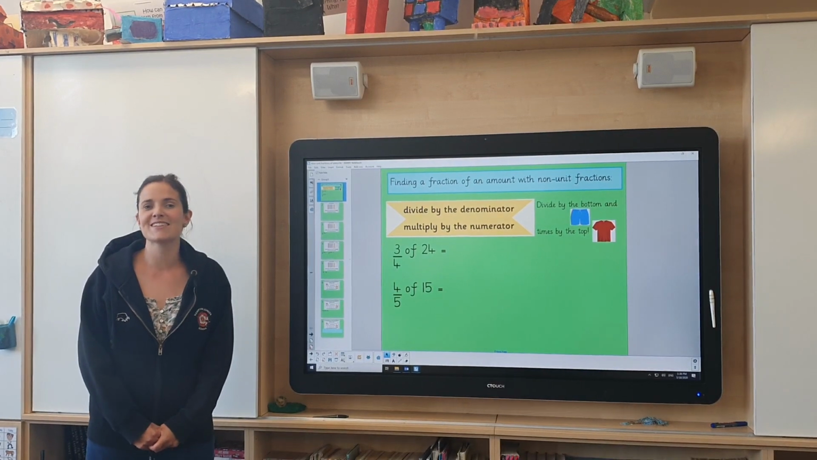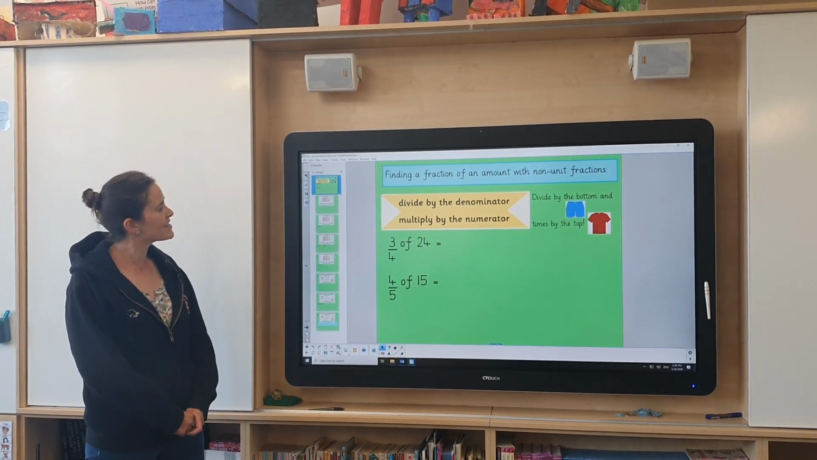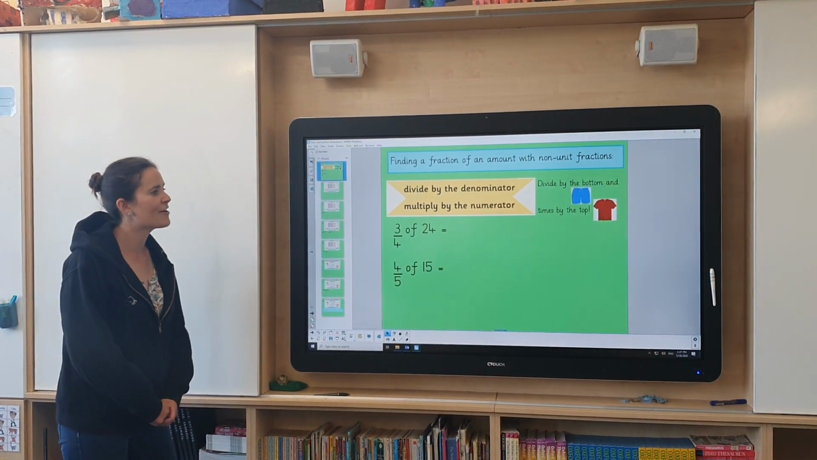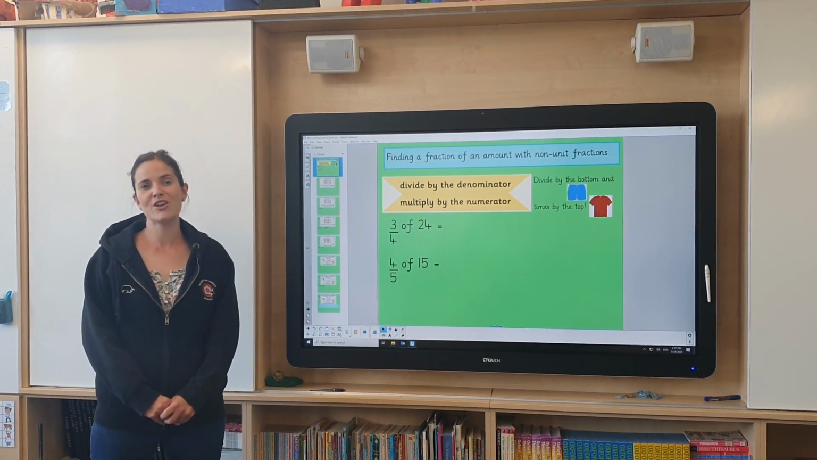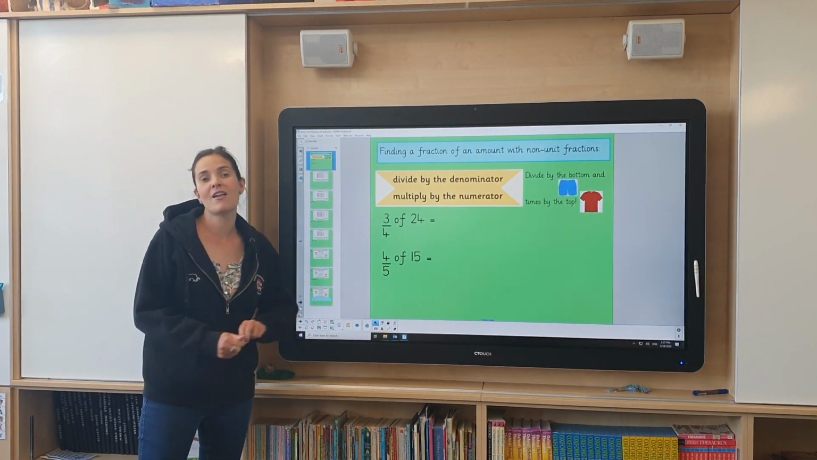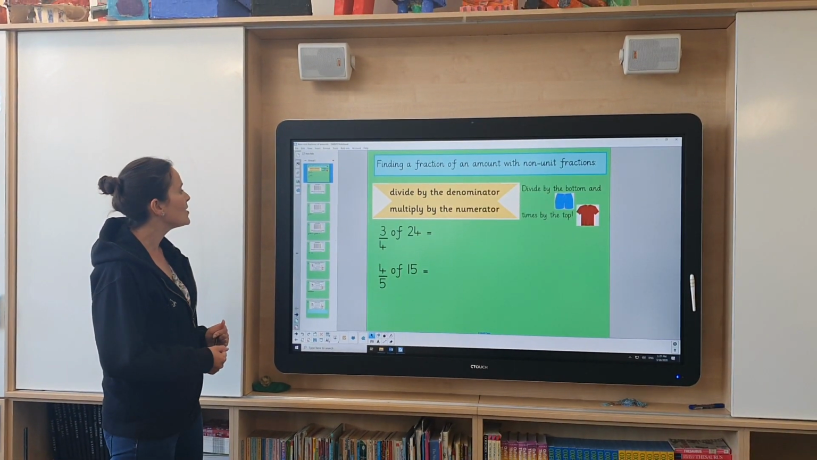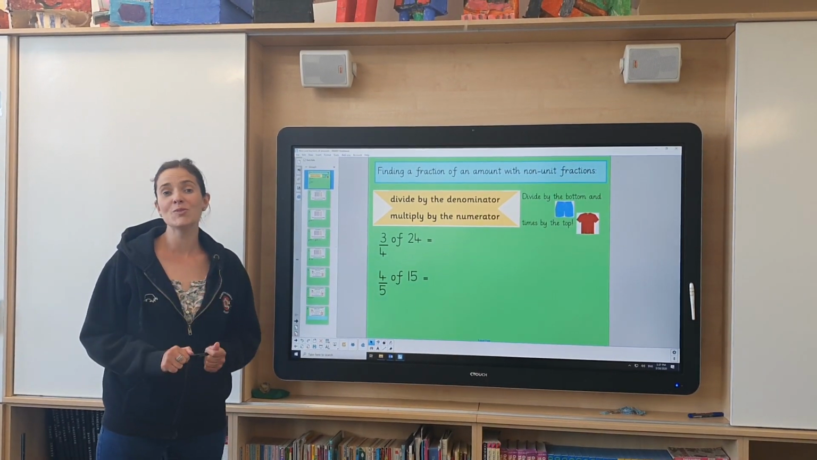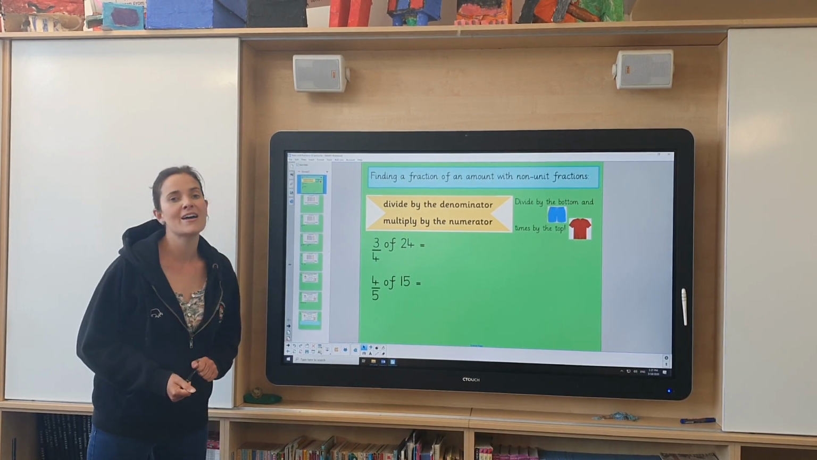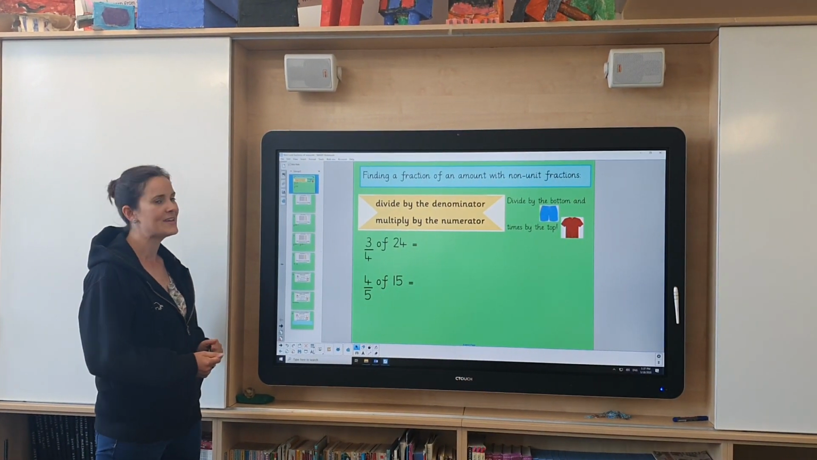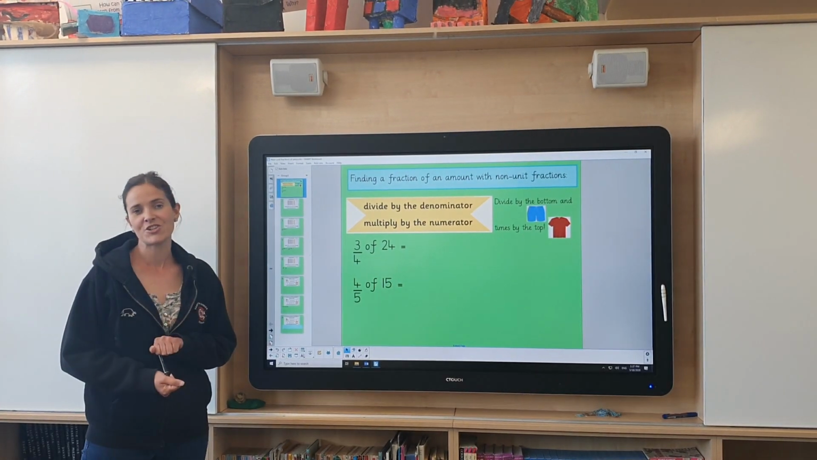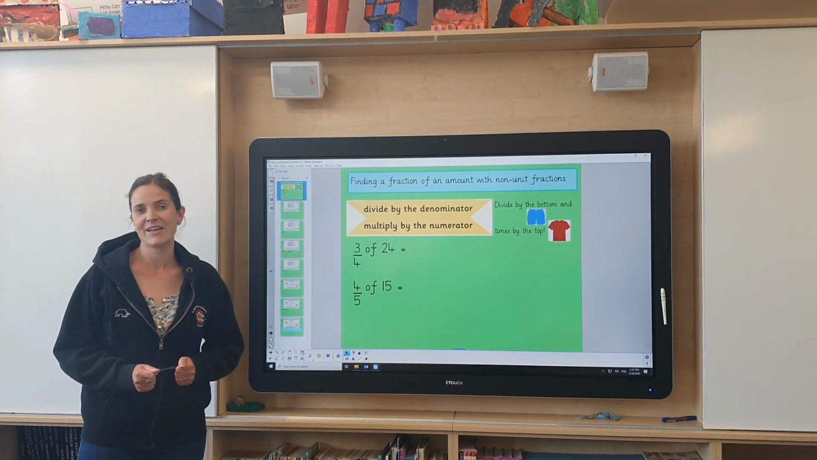Now in Tuesday's lesson we looked at how to find a fraction of an amount with a unit fraction, and today we're going to look at finding a fraction of an amount with a non-unit fraction. If you remember from last week, when we have a unit fraction, it means that our numerator is 1. And when we have a non-unit fraction, it means that our numerator is greater than 1. And those are the kind of fractions we're going to be working with today.